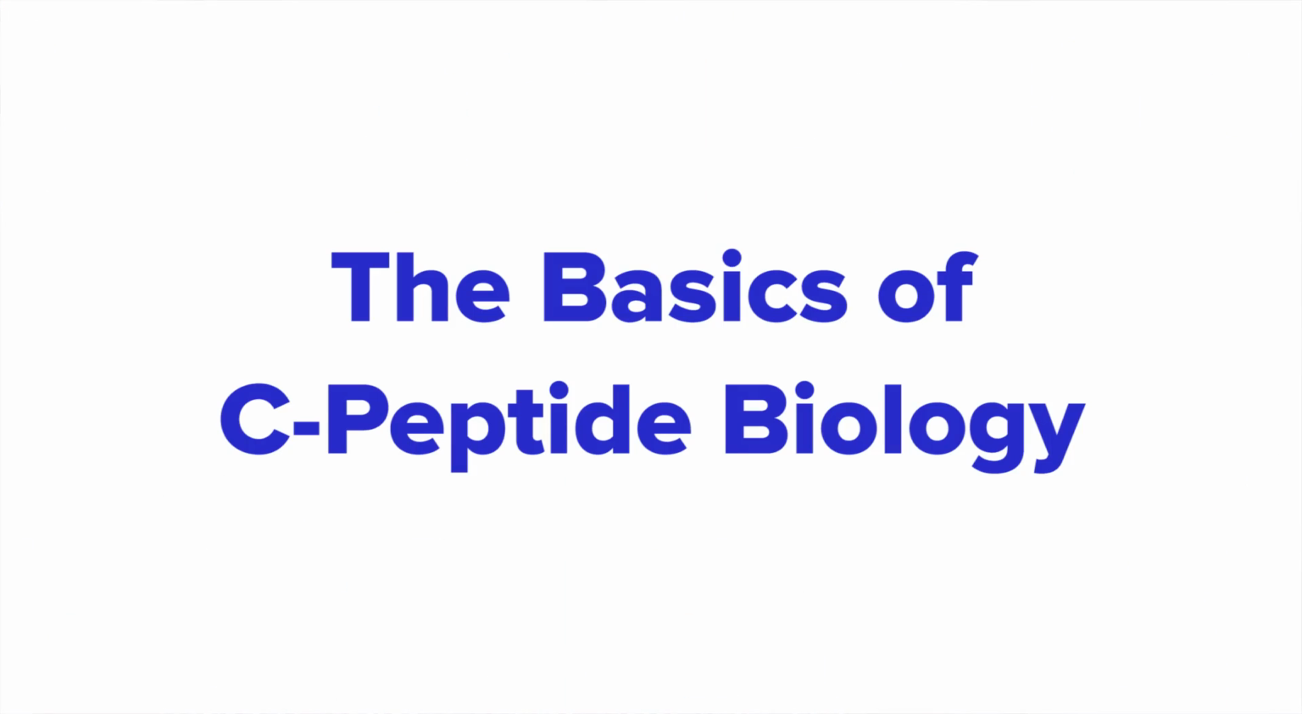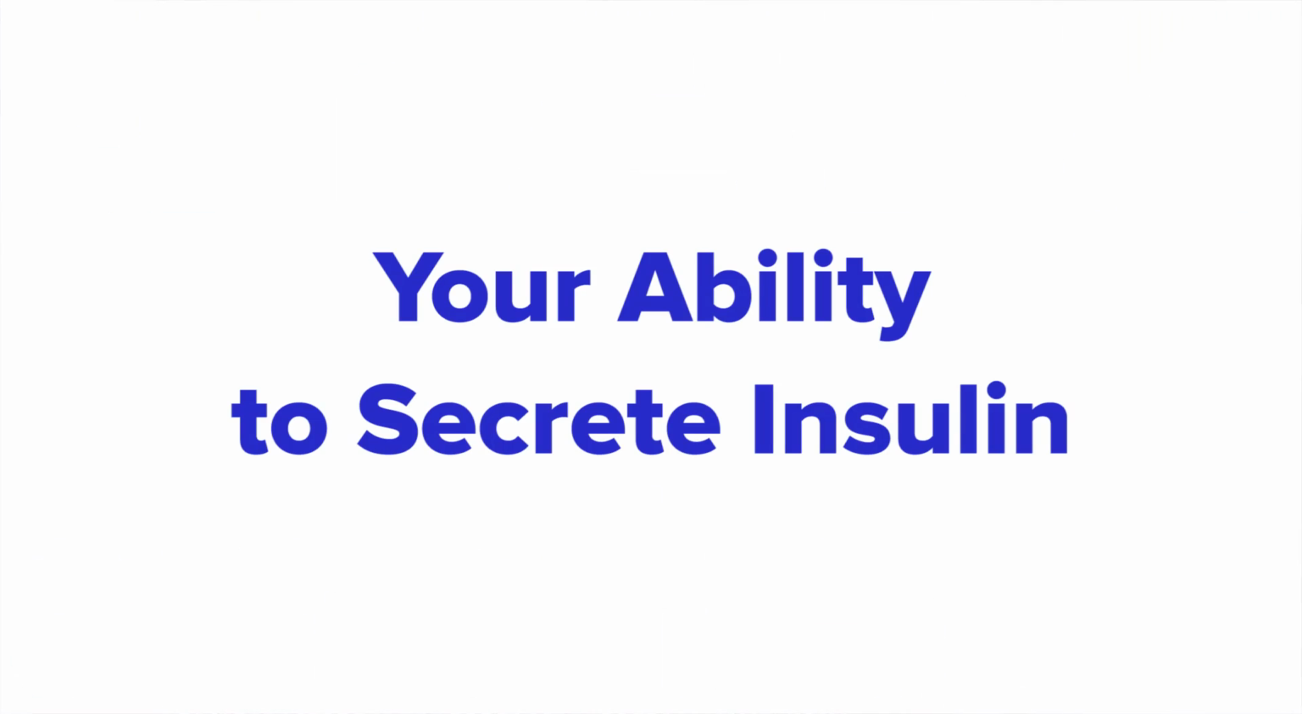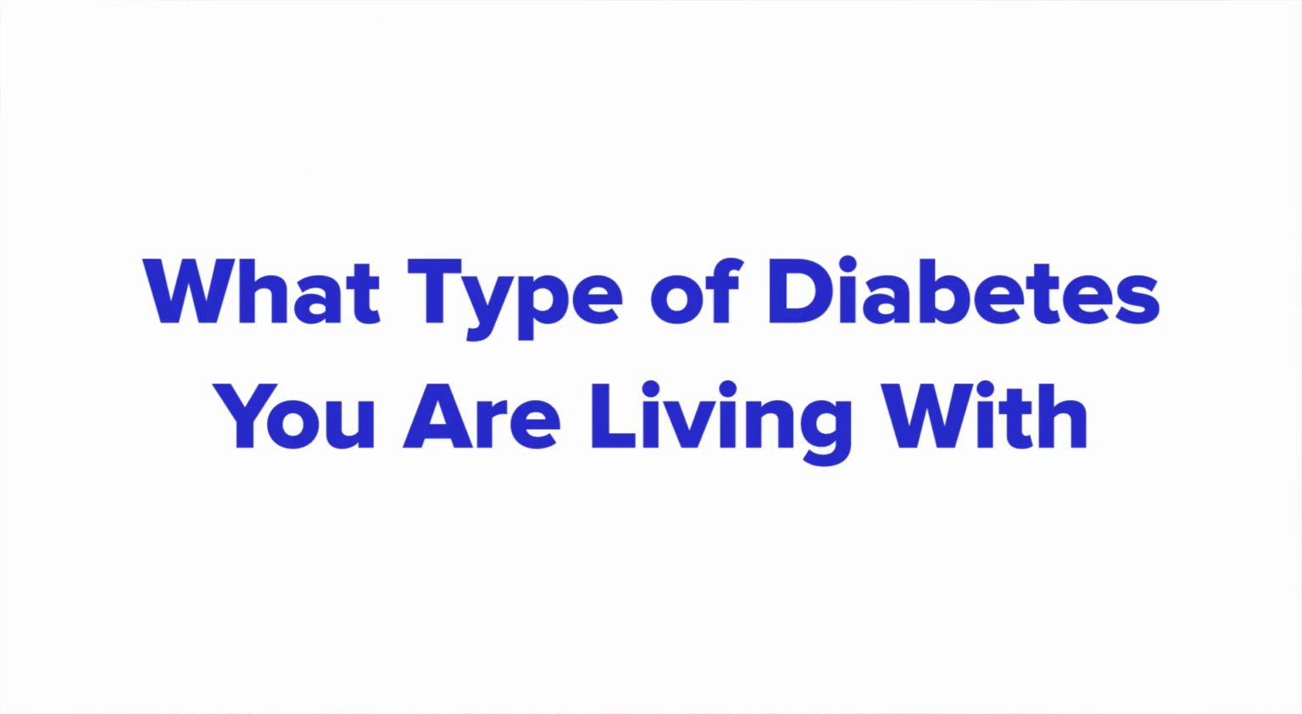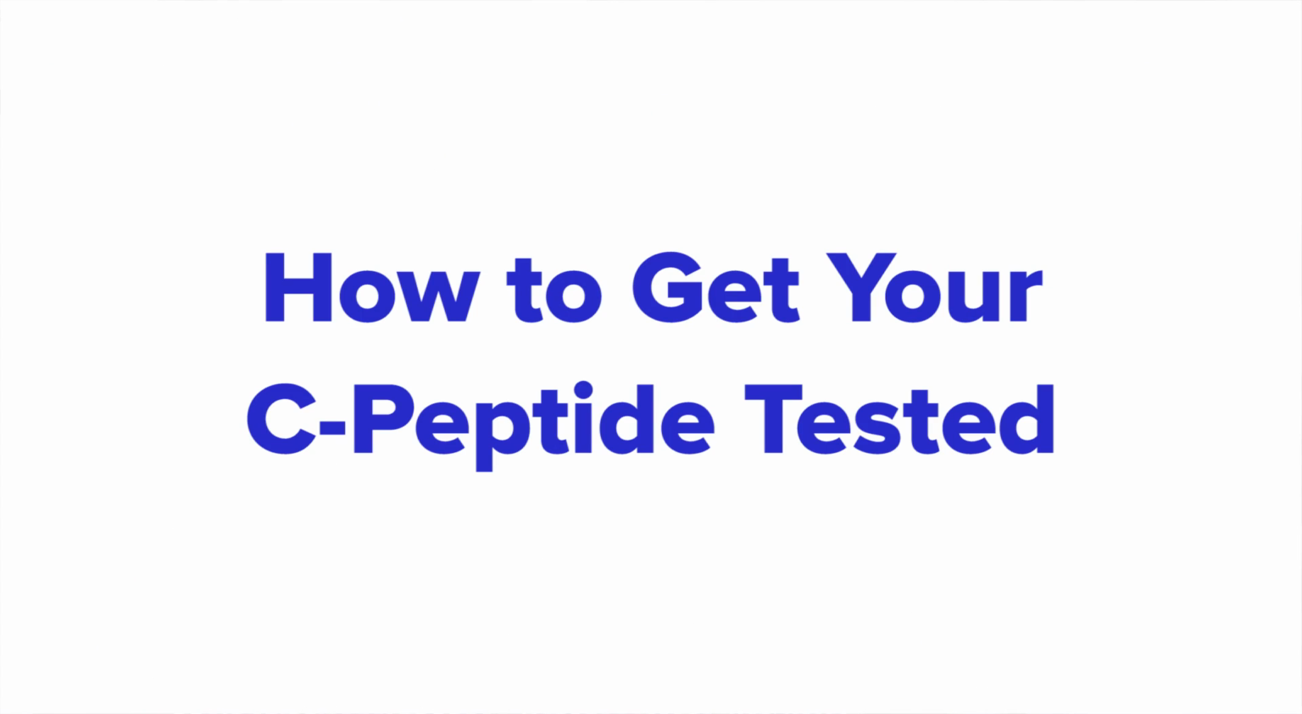Have you ever heard of the C-Peptide test? It turns out that your C-Peptide is an important indicator of your diabetes health and one of the most important of all diabetes biomarkers. In this video, we'll cover the basics of C-Peptide biology, explain what it tells you about your body's ability to secrete insulin, how it helps you understand what type of diabetes you are living with, as well as where and how to get your C-Peptide tested easily.